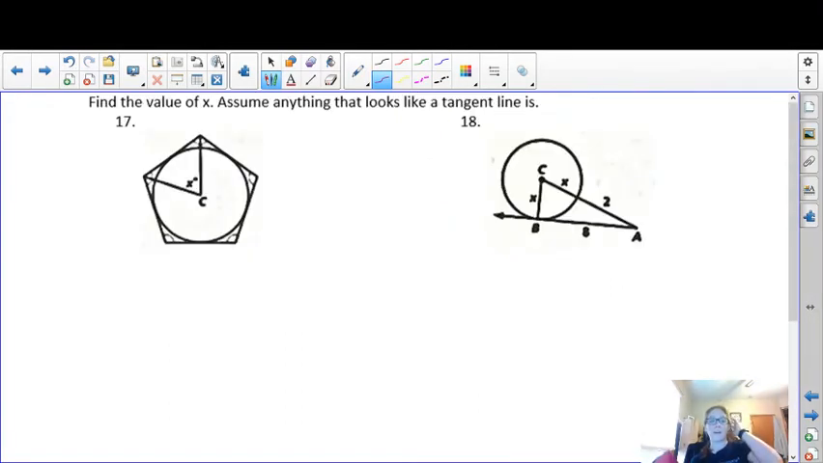17, find the value of x, assume anything that looks like tangent is tangent. So I have a circle. How many degrees is a circle? 360. Great.